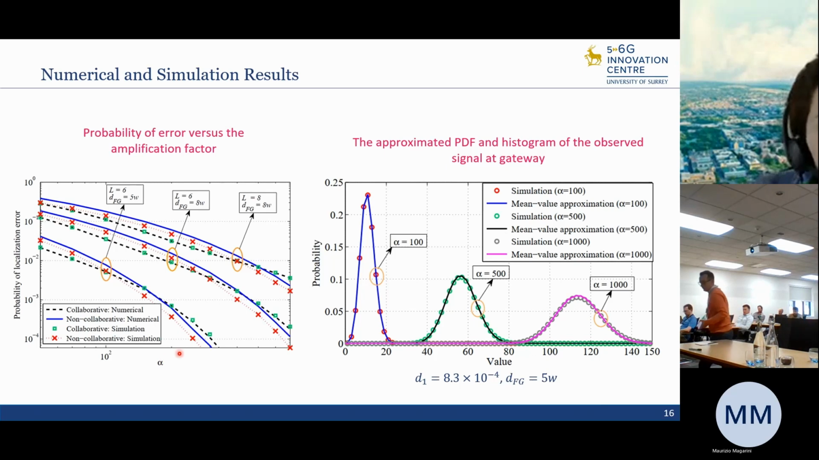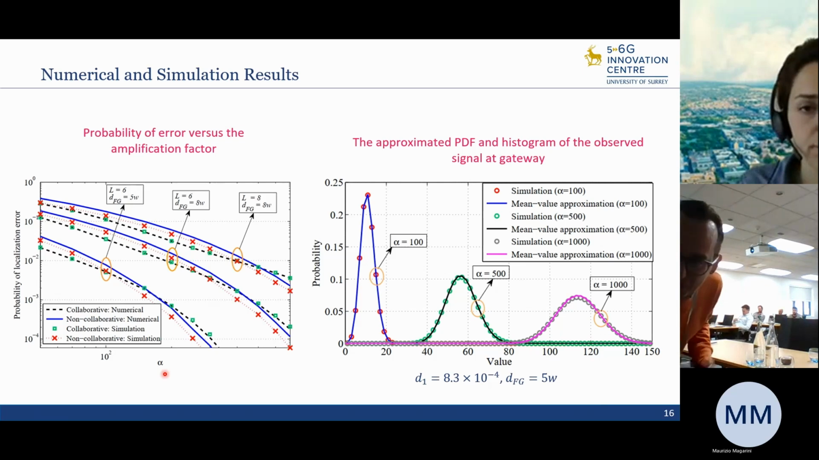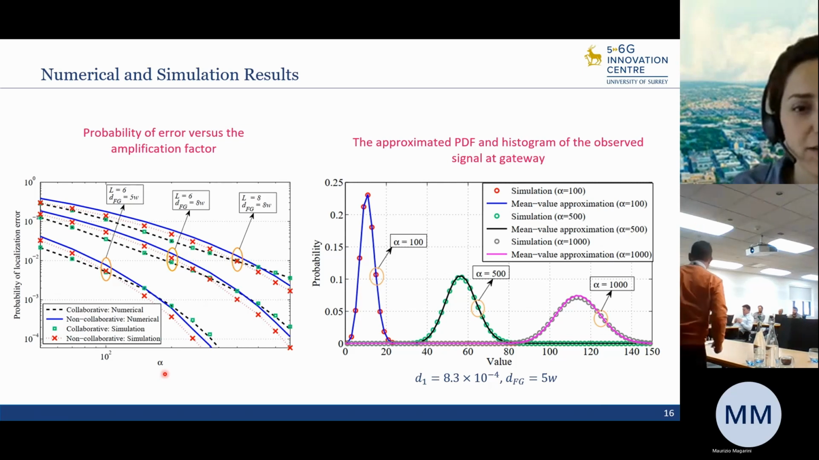If we consider the effect of the noisy channel, we see that by increasing, your time is running up. If you can go faster to the conclusion. Yeah, this is the last slide.